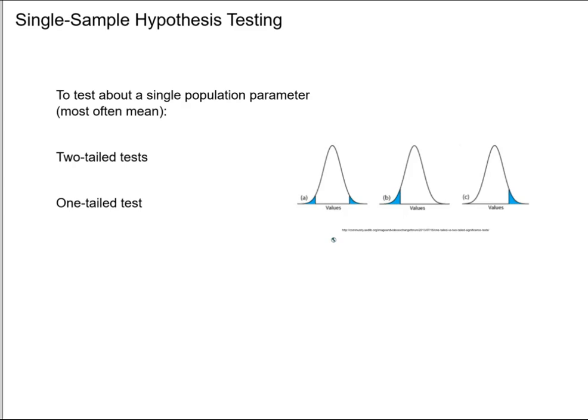Most of the time, what we're going to be looking at is a single population parameter. And again, most often the mean. So the mean of the population, those are going to be the mu's. And so that's the notation that you're going to want to use in your null and alternative hypotheses for most of the things that we're going to consider.